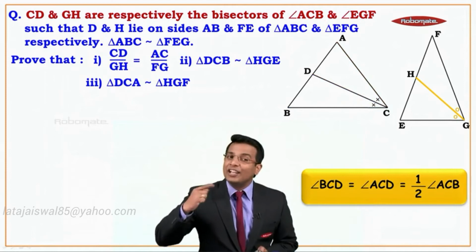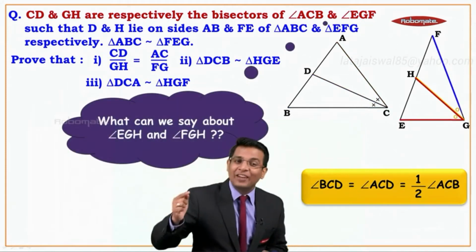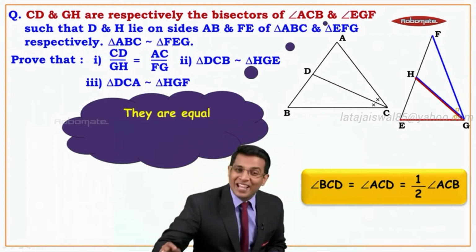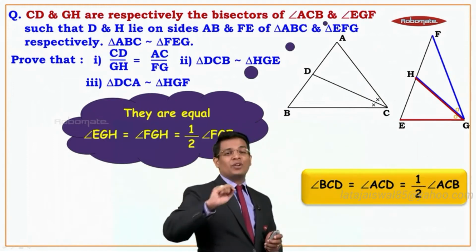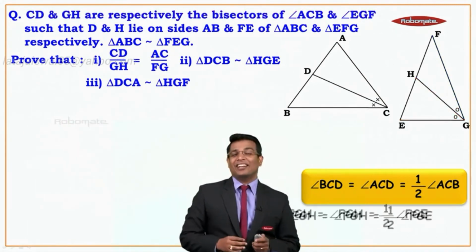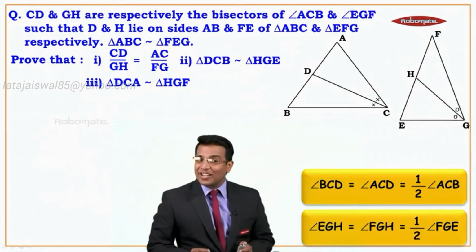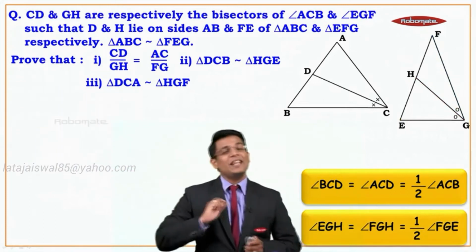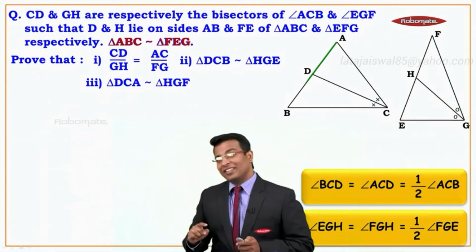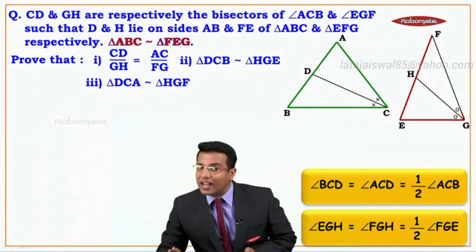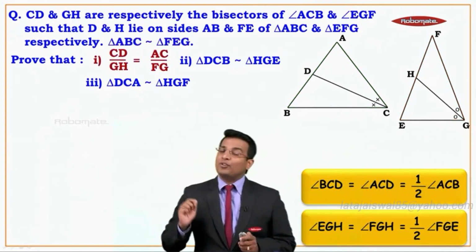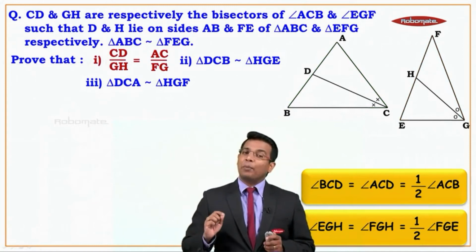Same way, if GH is a bisector, which is given to us, what can we say about angle EGH and angle FGH? We know that they will also be equal, and each of those angles will be half of angle FGE. So we have angle EGH is equal to angle FGH is equal to half of angle FGE. So we have this from the given information. There's one more information given, that triangle ABC is similar to triangle FEG, and we need to prove that CD upon GH is equal to AC upon FG.